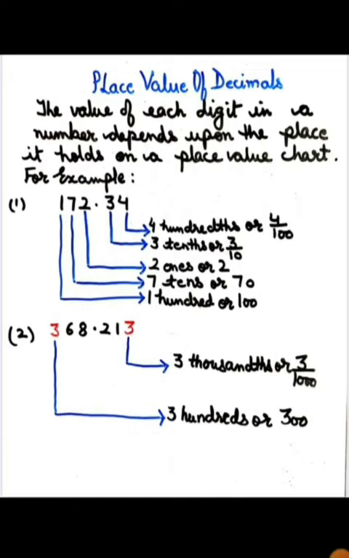Now in the second example, the given number is 368.213. In this, we have to write the place value of the colored digits only. So here the colored digits are 3 and 3. Now on the left side, the 3 is at the hundreds place. So we will write 3 hundreds or 300. And on the right side, the 3 is at the thousandths place. First place is tenths, then hundredths, then the third place is thousandths. So it will be written as 3 thousandths or 3 upon 1000.